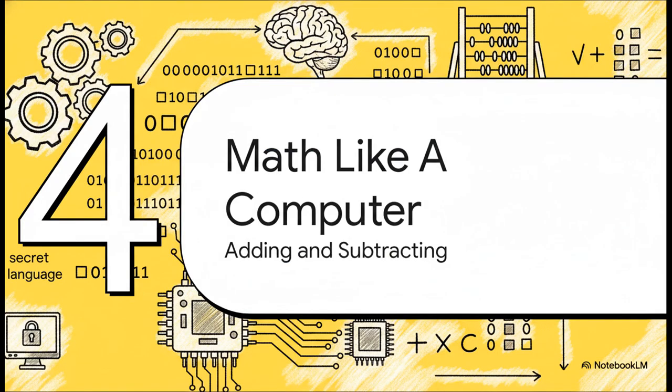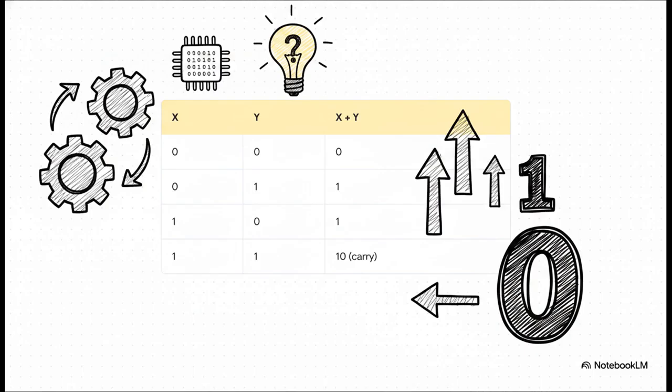All right, final section. Now that we speak the computer's language, let's step inside its brain and do math exactly like it does. How do you add and subtract when you can't use the numbers 2 through 9? Well, binary addition actually follows rules that are super similar to normal math.